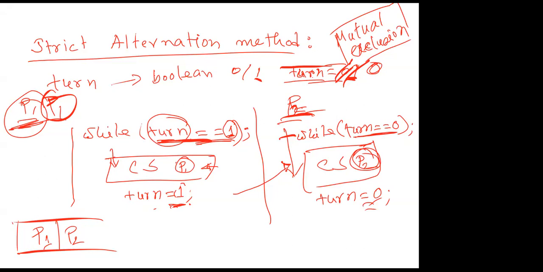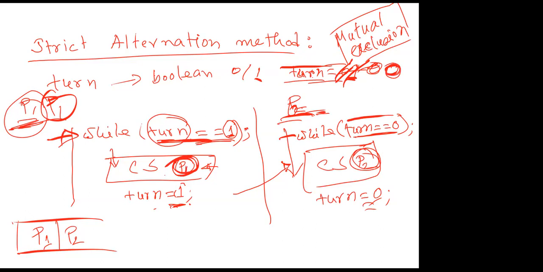Here, in between, you didn't change any turn value. Let's say at first the turn value is 0. P1 executes the while loop, skips it, and enters the critical section. Now P1 is inside the critical section, but the turn value is still 0.